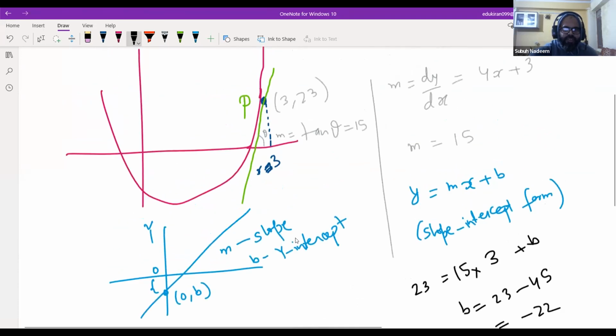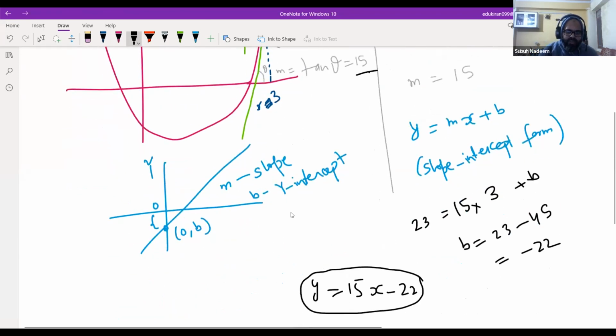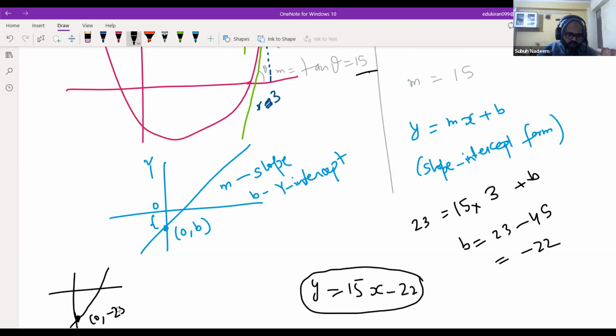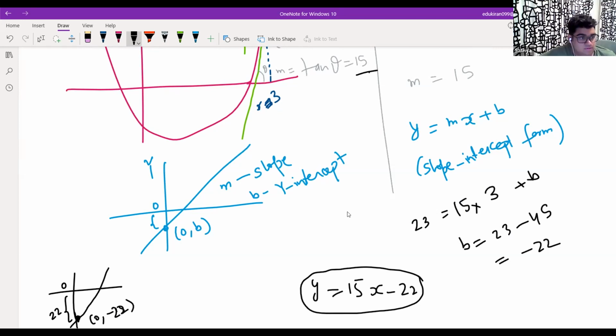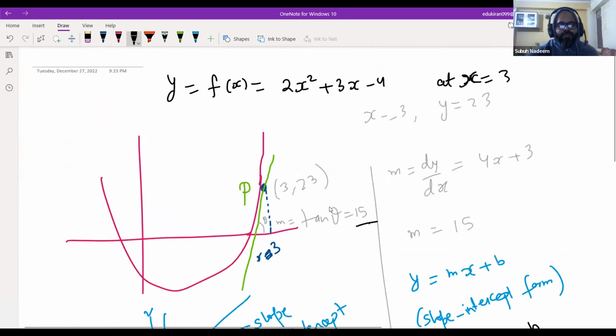That means this tangent has slope 15 and it is intersecting the y-axis. I've drawn it almost vertical, like with this green line. If we keep on drawing downward, then it will cut the y-axis at the point 0, comma minus 22. This length is from the origin, 22 units downward. So you can write all of this to explain this.